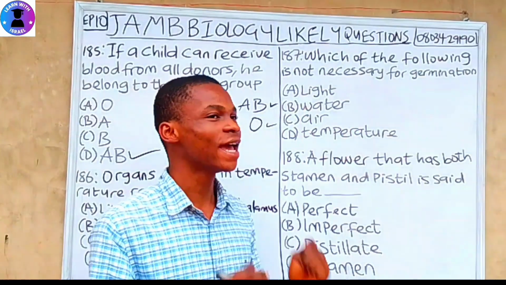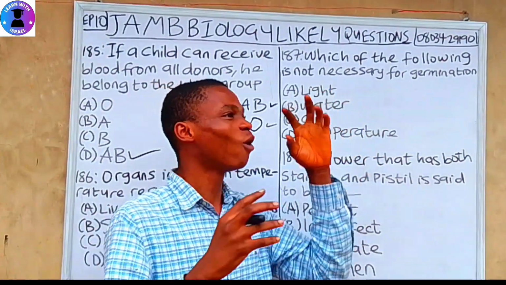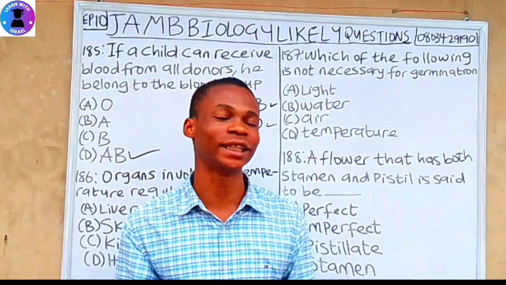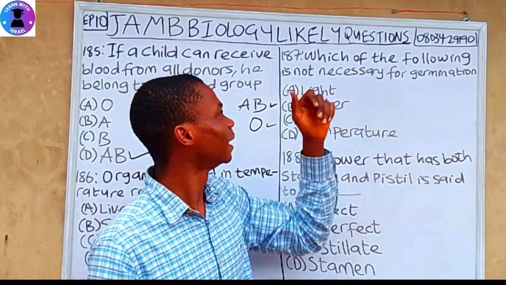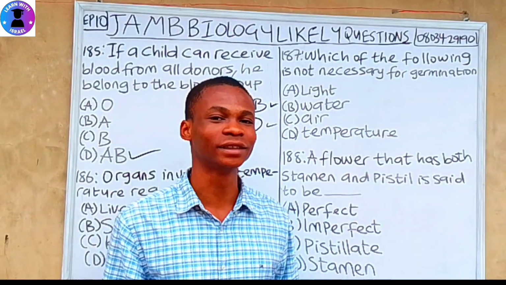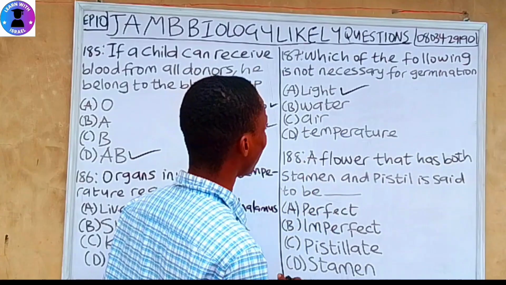And air is also very necessary for seed germination. And water is one of the most essential for seed to germinate. And if we check, light is not necessary. Light is not necessary.